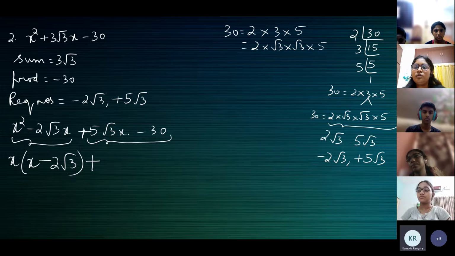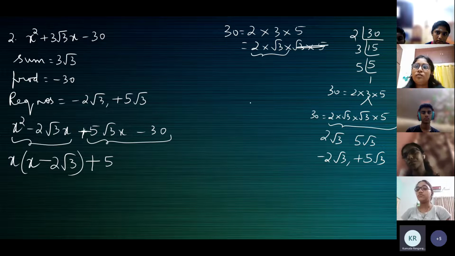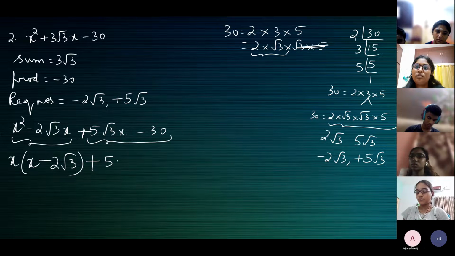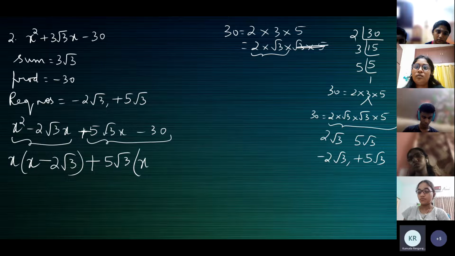Now what is common between 5 root 3 and 30? 5 root 3 is common, correct? So if 5 root 3 is common, in the bracket you must write 2 root 3, whatever is remaining. So 5 root 3 is common. In the bracket, 5 root 3 into x is 5 root 3 x. Plus into minus is minus.